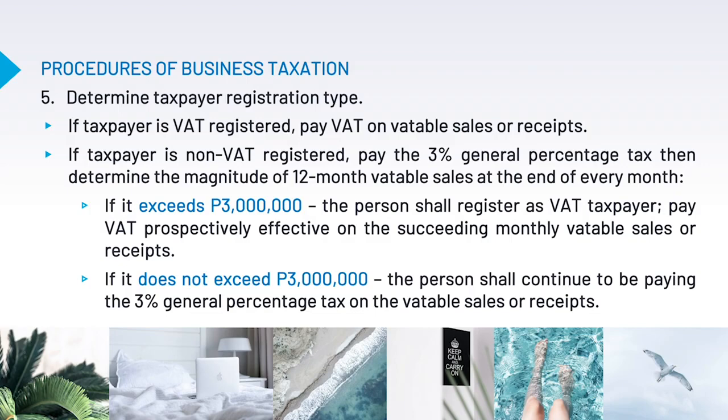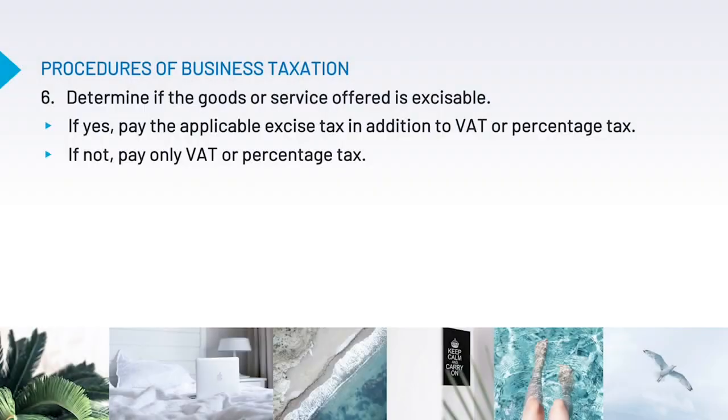And last in our discussion, number 6. Number 6, determine if the goods or service offered is excisable. So we have VAT, percentage tax, and excise tax. Excise tax, or sin tax. If yes, pay the applicable excise tax in addition to VAT or percentage tax. If not, pay only VAT or percentage tax. Okay? As simple as that, the procedure of business taxation.